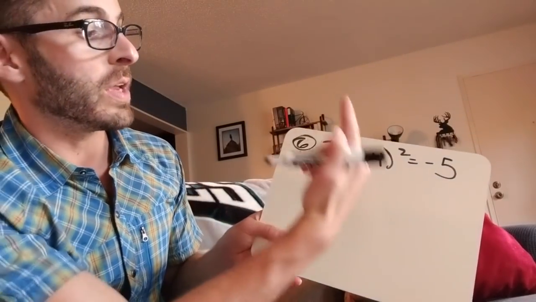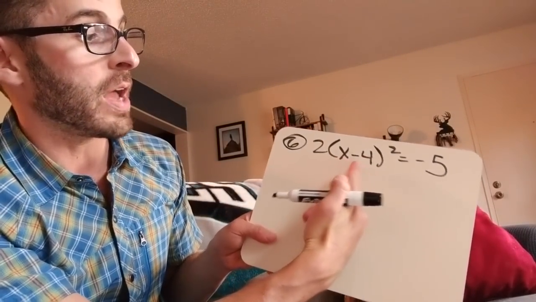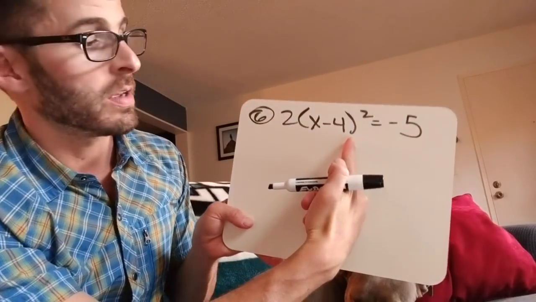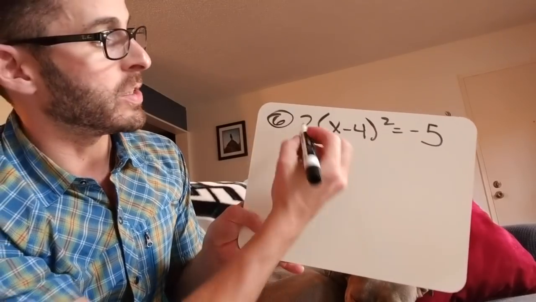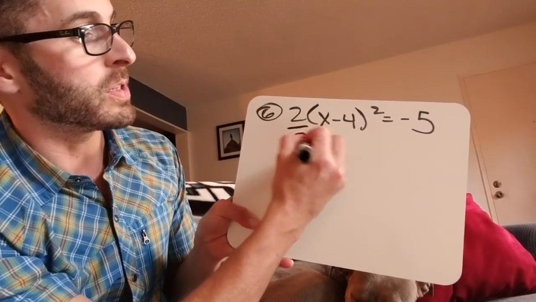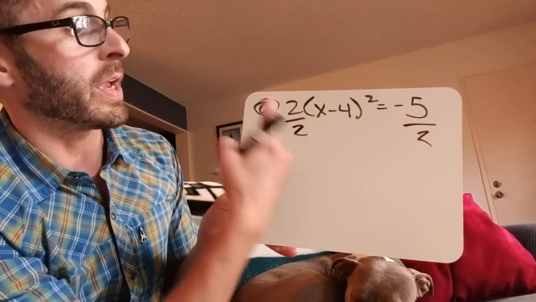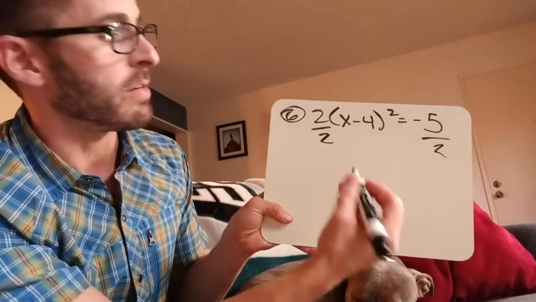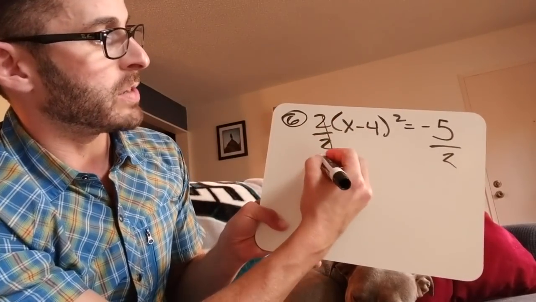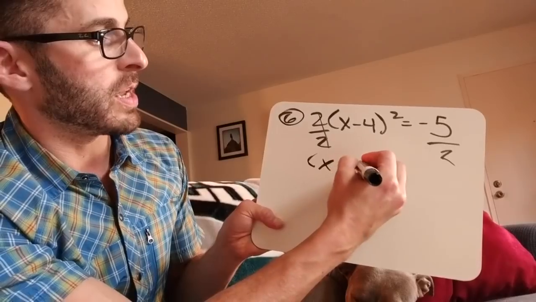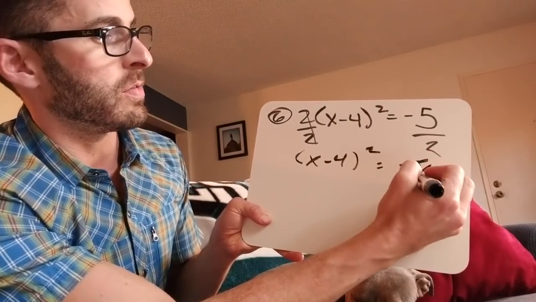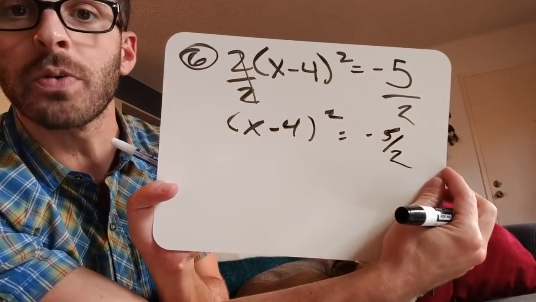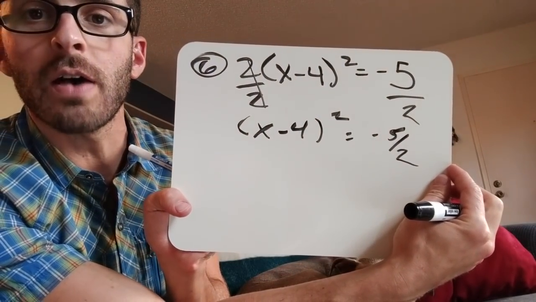So I have to get the x by itself, but right now it's stuck in parentheses, it's squared, and there's a 2 out front. First thing I need to do, I need to divide both sides by 2. Again, this is number 6 on page 95. 2 over 2 cancels out. I'm left with just x minus 4 squared equals negative 5 over 2.